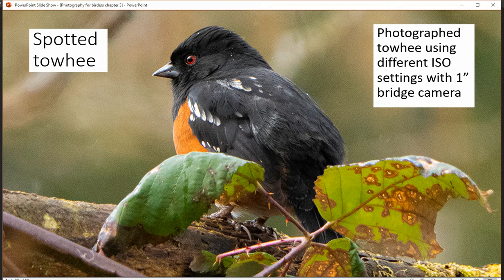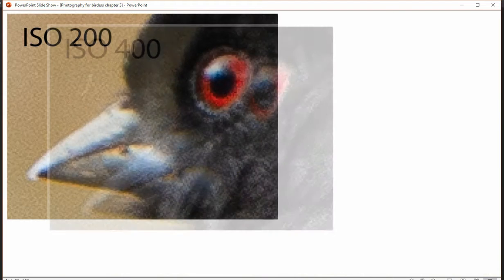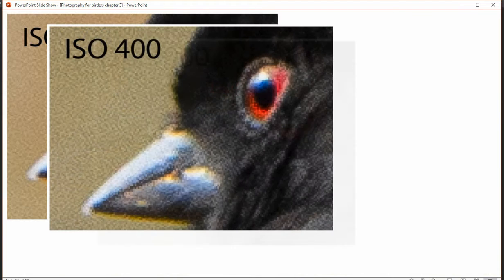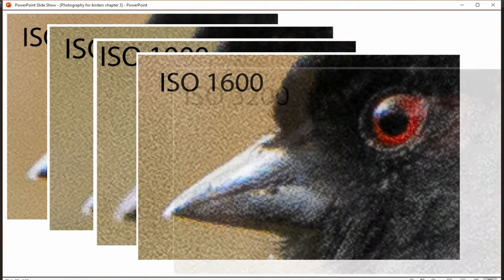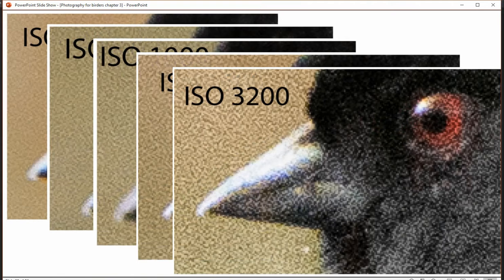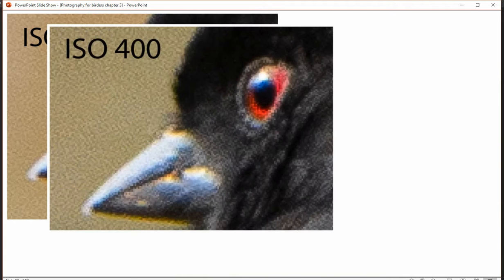So this is a series of shots I did 2 days ago, and I found a very cooperative towhee. So I went out and I took a number of photographs, and I changed the ISO, and then zoomed in, of course, to show you the result of this. And you can see that as ISO increases, the amount of noise increases. The detail, let's just go back and look at that again. The detail decreases as ISO increases.